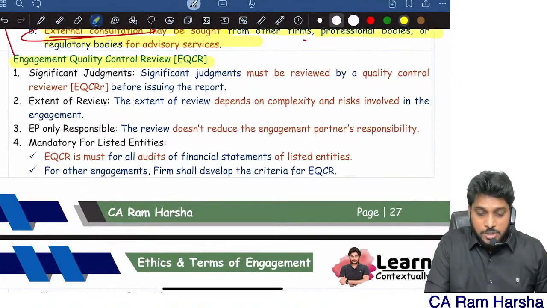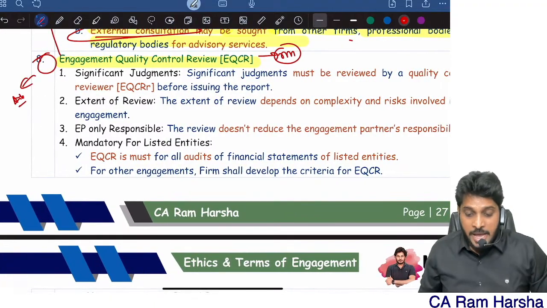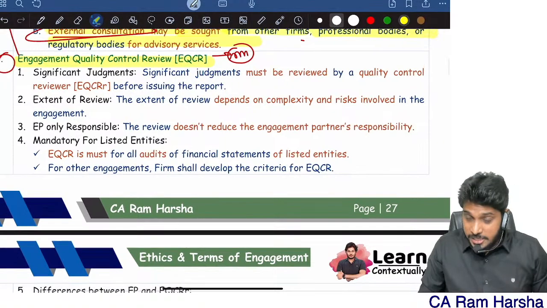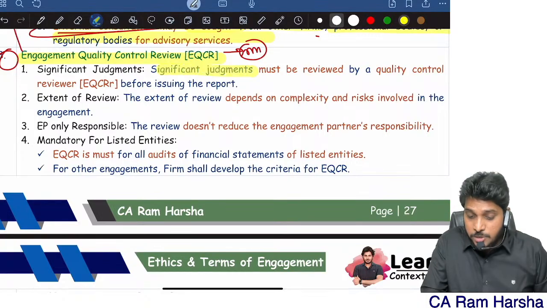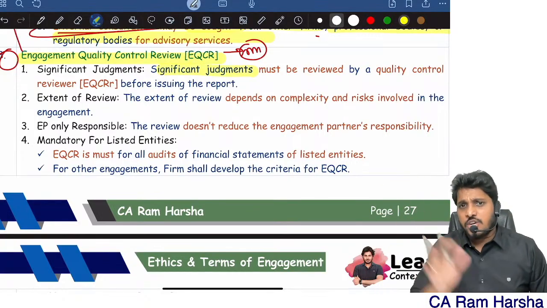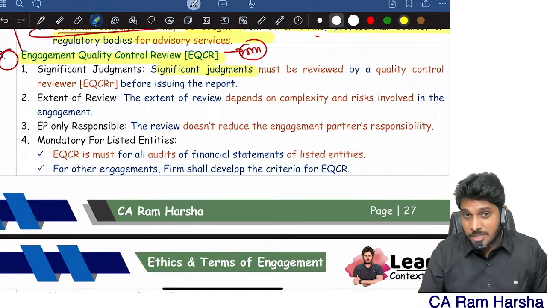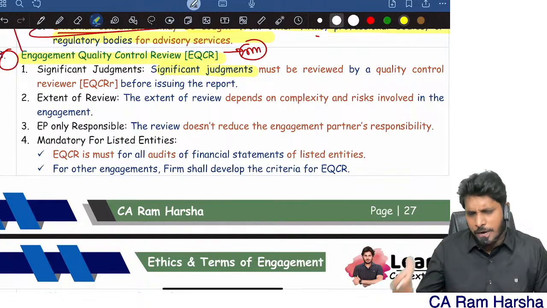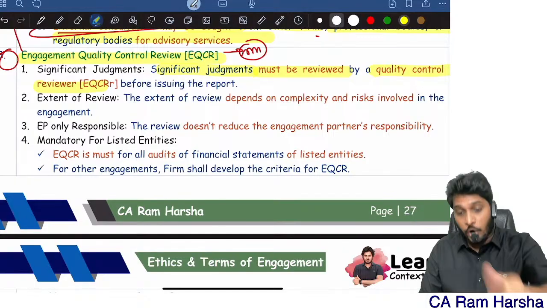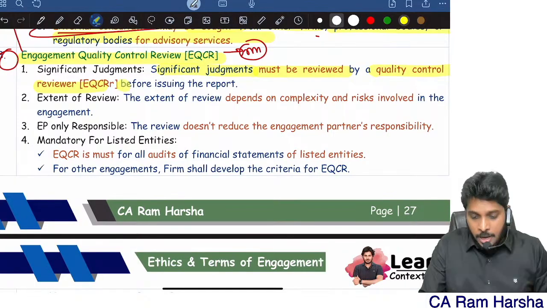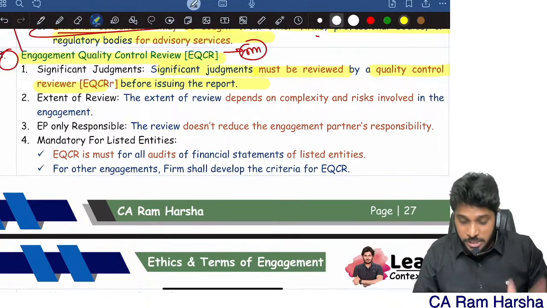And remember, engagement quality control review, this is most important in this. In engagement performance, the most important point is this 8th point, engagement quality control review. What is engagement quality control review? See, whenever we are doing any work, significant judgments will be there. In any work that you are doing, especially in audit, if any significant assumptions, significant judgments have been taken by the partners, by the auditor, the significant judgments must be reviewed by a quality control reviewer before issuing the report. Remember, engagement quality control review must happen before the report is issued.